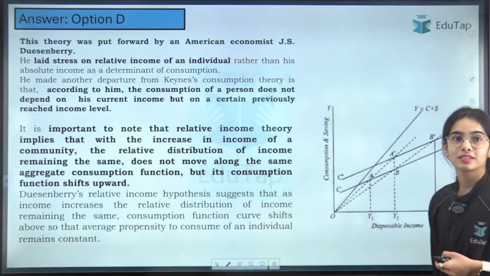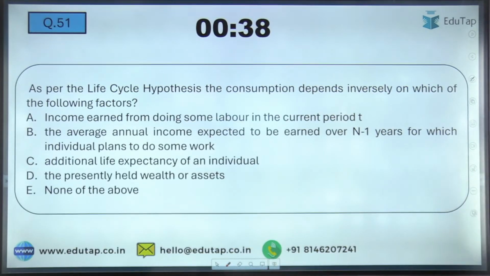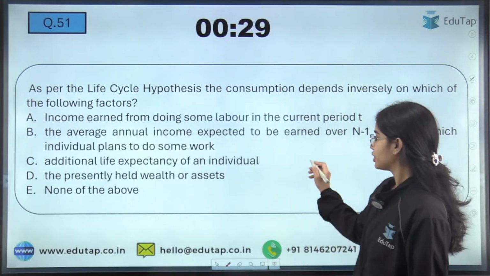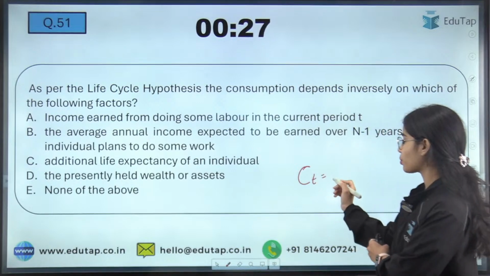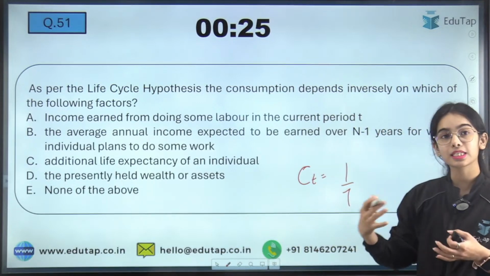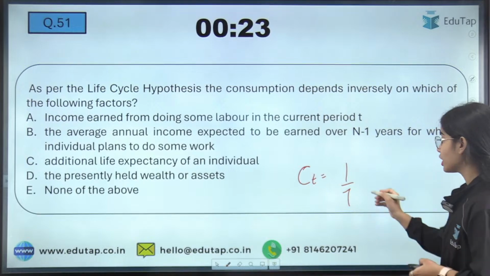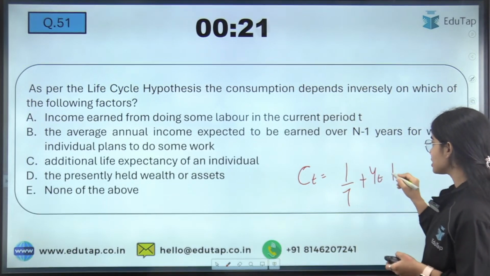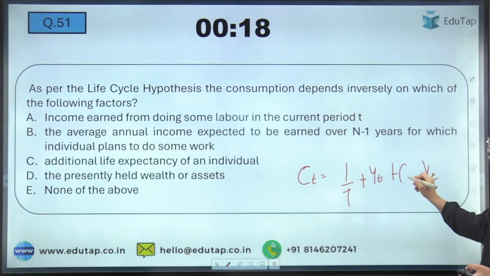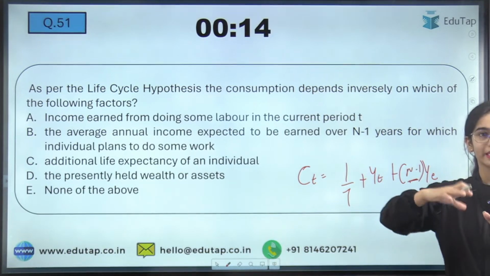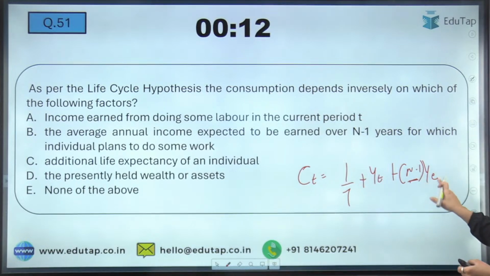Next is, as per the life cycle hypothesis, the consumption depends inversely on which of the following factors. As per the life cycle hypothesis, your current consumption depends upon the life expectancy that you have, how many years you are going to live, plus your current income, plus the income that you are going to earn in the future, that is n minus 1, the expected income in the future, and the real wealth.